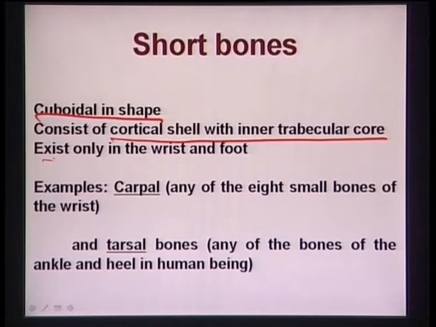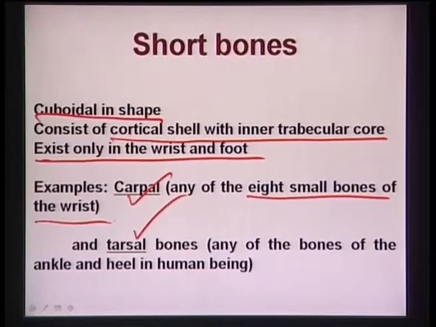Similarly, all the bones have a cortical shell like an outer surface and an inner trabecular core, and short bones exist only in the wrist and foot. Wrist as well as foot bones are called short bones, and examples are the carpal and tarsal bones. So carpal bones are any of the 8 small bones of the wrist, and tarsal bones are any of the bones of the ankle and the heel in the human being.